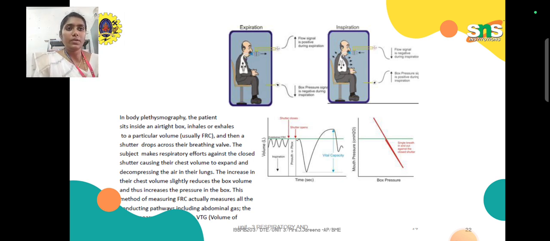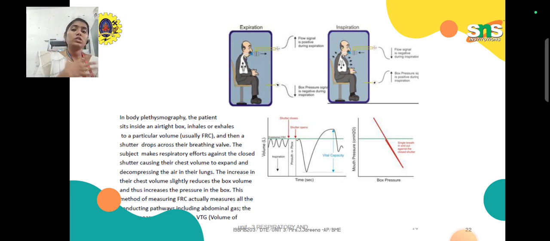If you see at expiration, the flow signal is positive and the box pressure signal is negative. So you know the concept, as I said before, that during expiration your lung volume is decreased. Your thoracic volume is decreased, so the pressure of the thoracic volume is decreased, the box volume is increased, so the pressure is decreased. That's why the pressure curve goes down and the volume curve goes up.